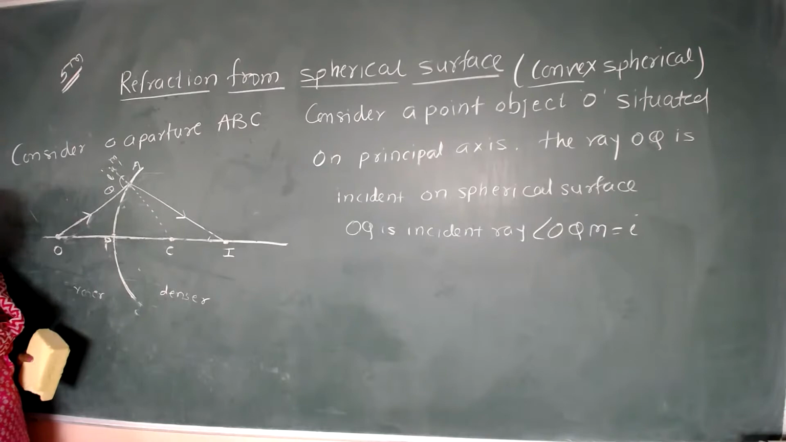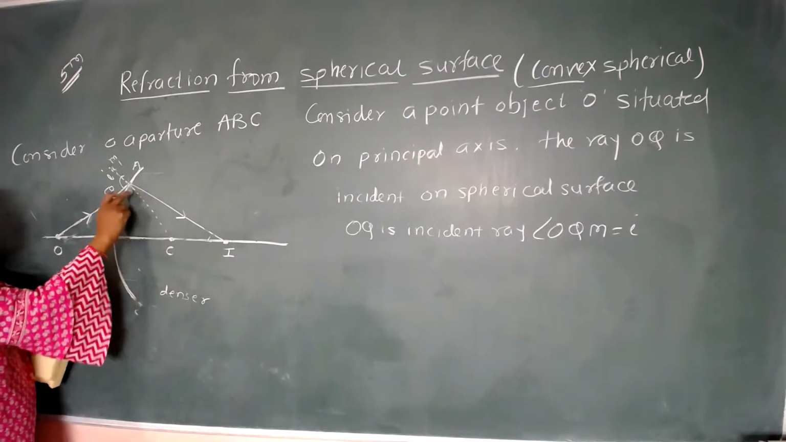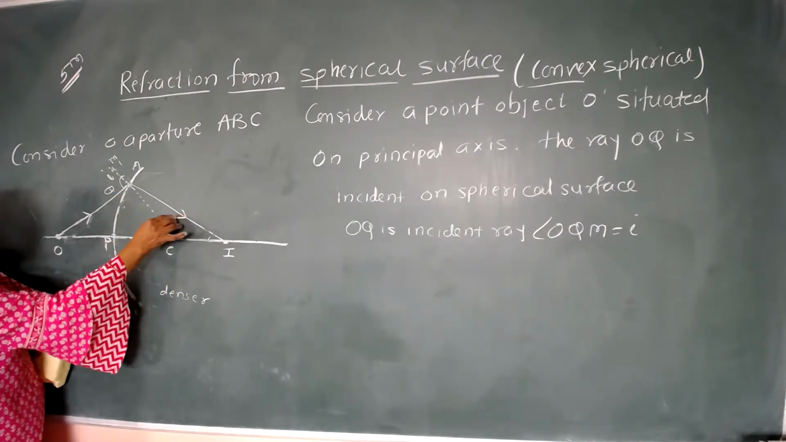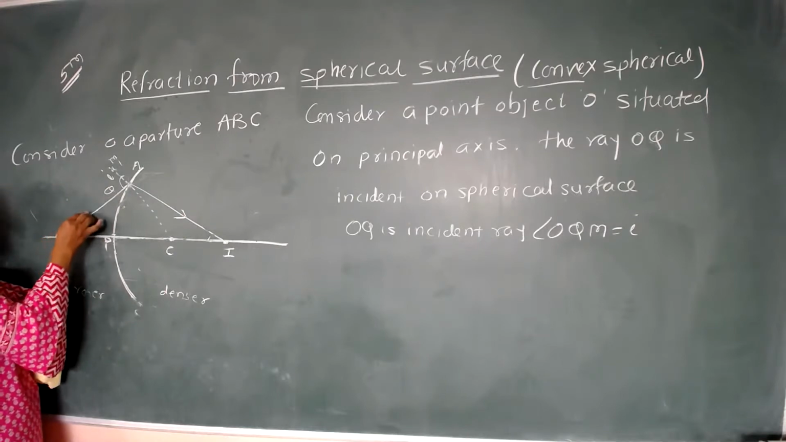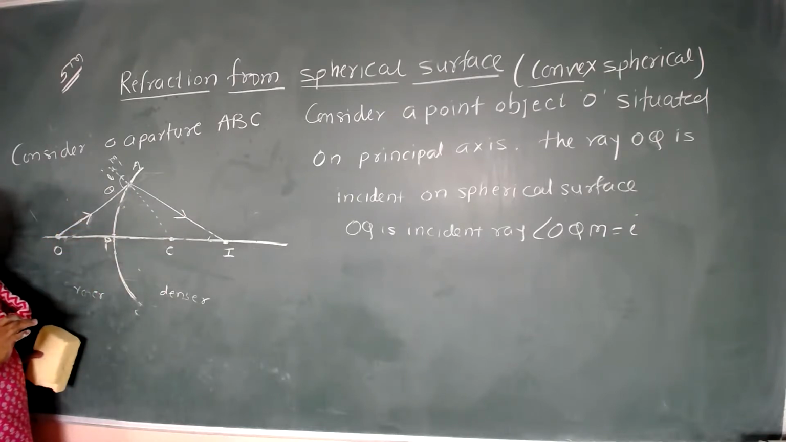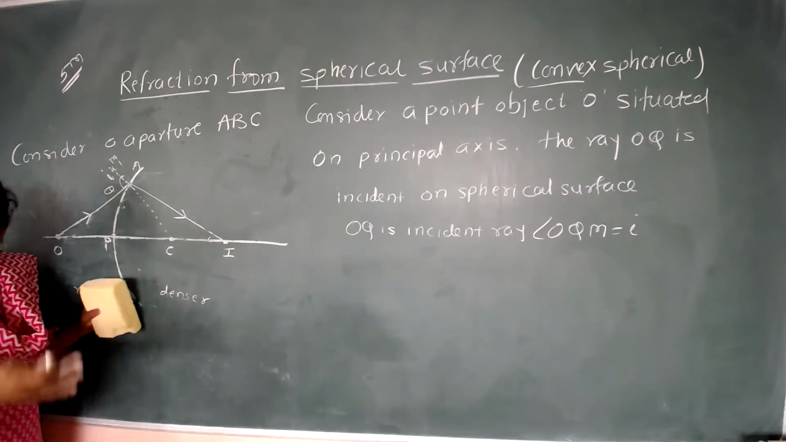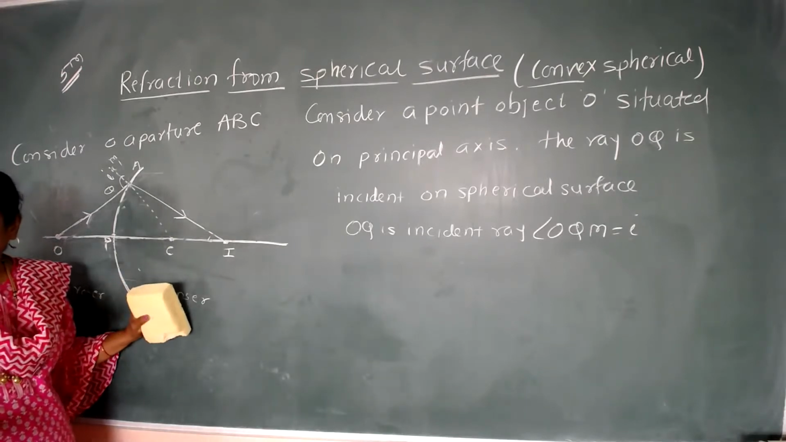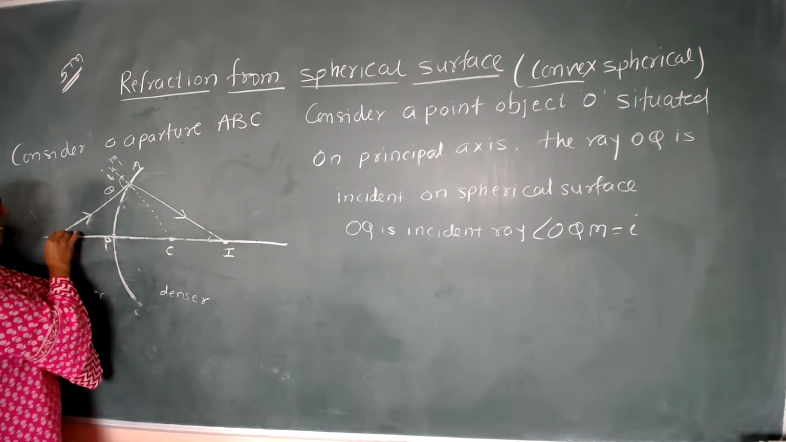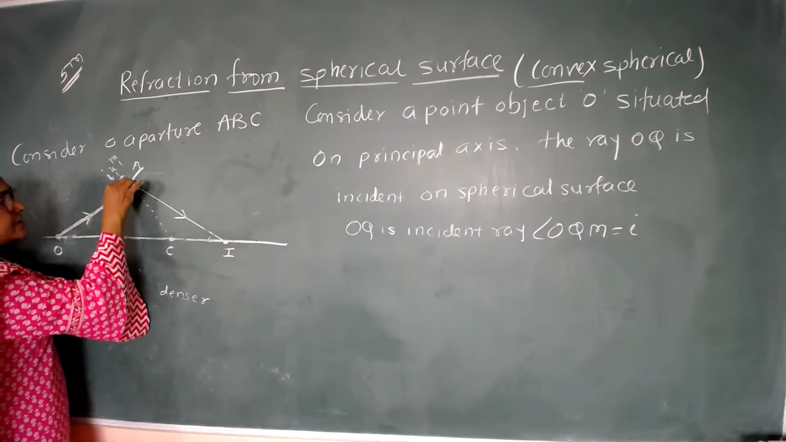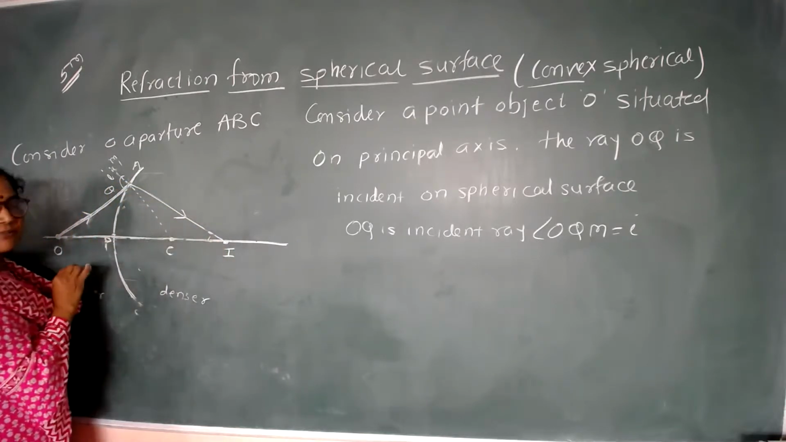The refracted ray is denoted by the letter QI, and this gives the arrow mark. The arrow mark shows the direction of the ray. So the ray has arrived from the rarer medium and is going into a denser medium.